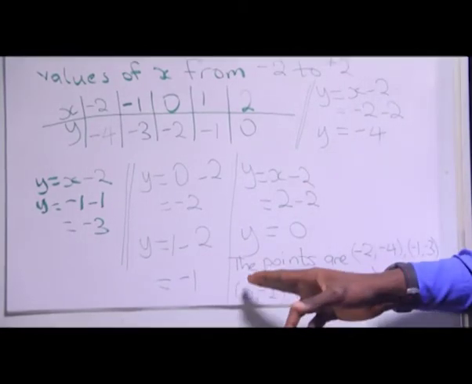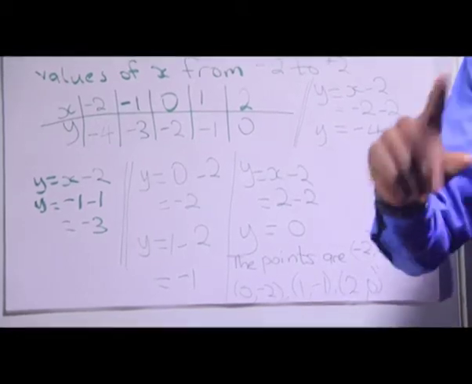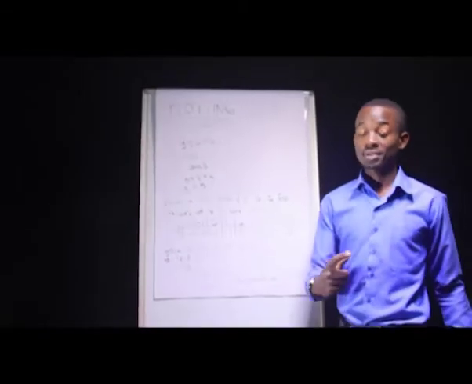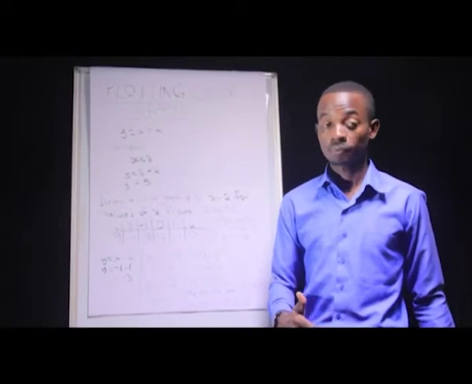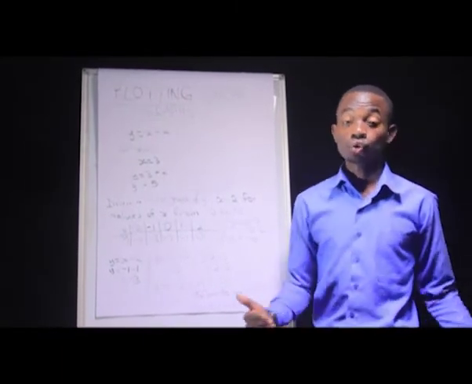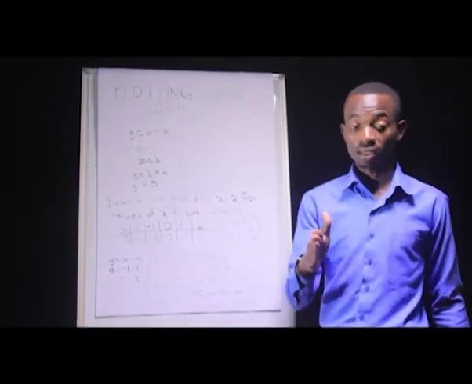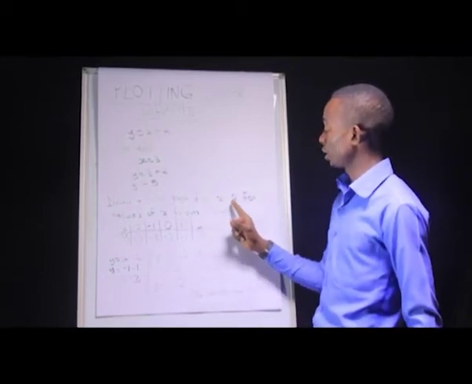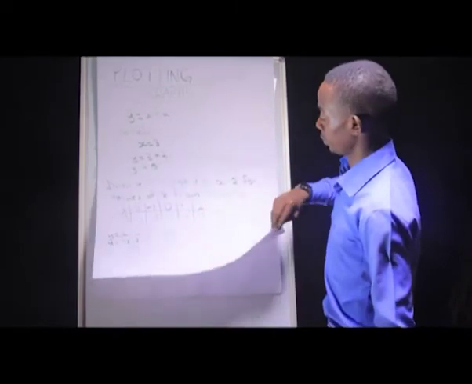So after I've generated these different points, I go to a graph and plot these points. Remember when we studied coordinates, we looked at how to plot the various coordinates. So you're going to plot these coordinates on a graph. After you've done that, you join these coordinates together and you find that they give you a straight line. So the straight line you obtain is the line y is equal to x minus 2. We can draw the line maybe.